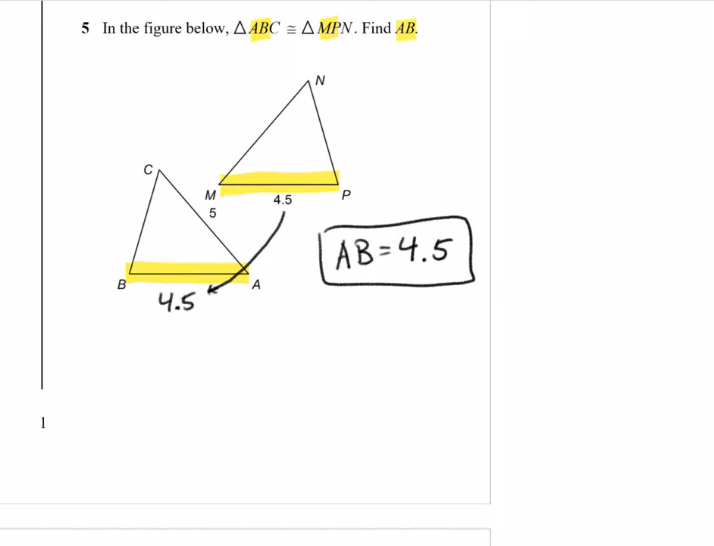Alright, so now for number 5. In the figure below, triangle ABC is congruent to triangle MPN. Find the length of segment AB. Okay, so we're looking for AB, which is the first and the second letter in triangle ABC. So we go with the first and the second letter in triangle MPN. So MP has to be the same as AB. MP we have is 4.5. So that means that AB is also going to be 4.5.